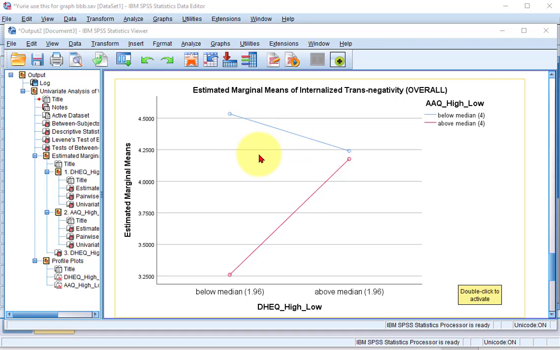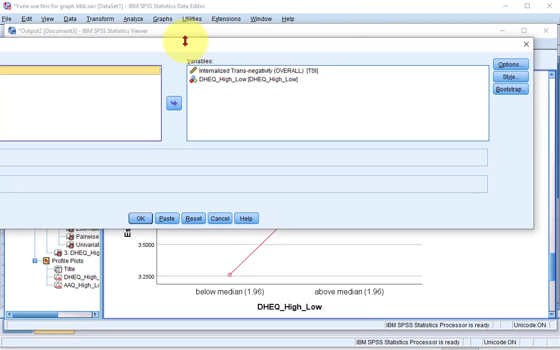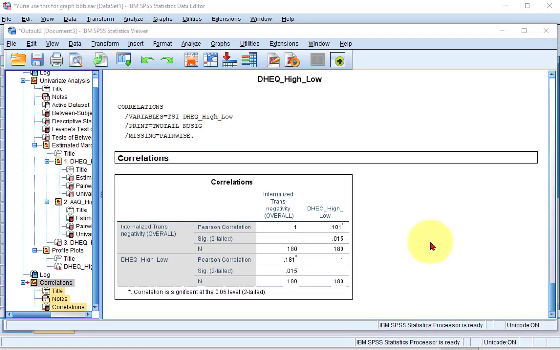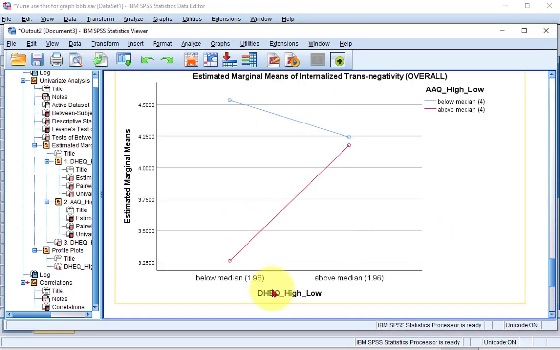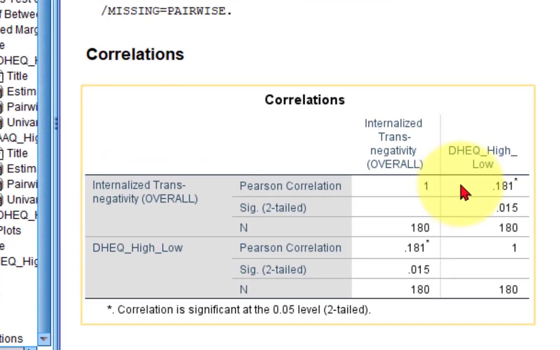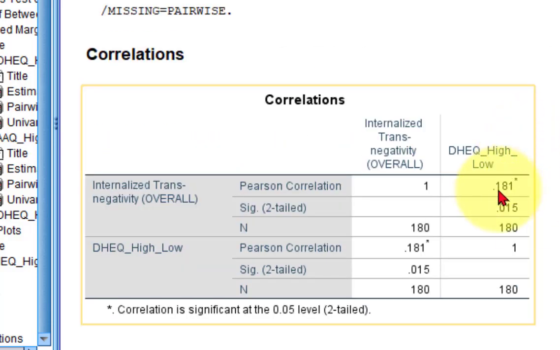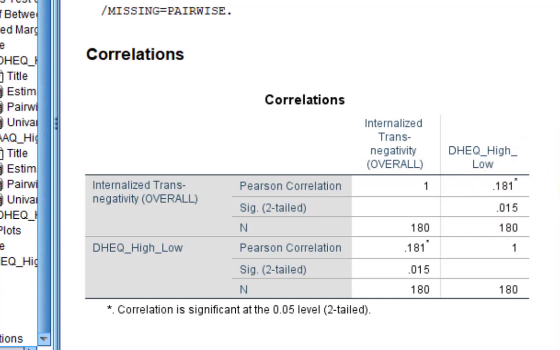So the second thing I thought of was a point-biserial correlation between AAQ and the DV, and then a second one for the DHEQ and the DV, and I'll show you what they look like. Analyze, Correlate, Bivariate, and look at that, I already did one. So there's the DHEQ, and that would be the red line, right? That tells me you can expect a change going from the below median DHEQ to the above median. You can expect an increase of probably 0.181, okay? And it is significant.